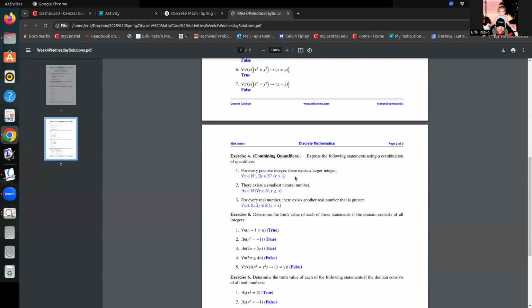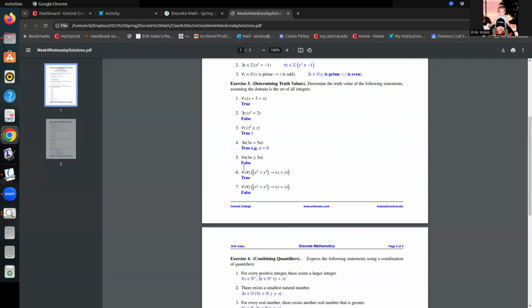Okay, so picking up where we left off, I think we had just discussed this line here, that for all n in the integers, 3n is less than or equal to 5n. We concluded that's false, and an example would be if n is any negative number, like n equals -1, that will give you that 3 times -1 is actually greater than 5 times -1.